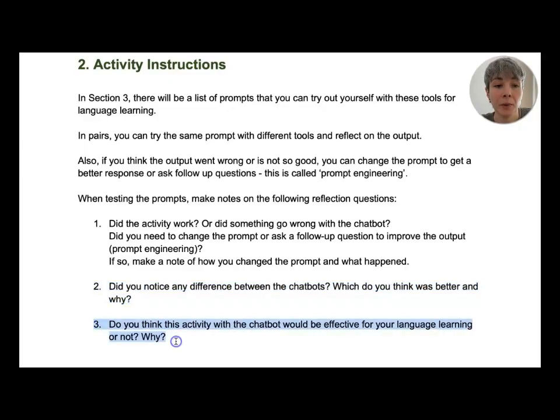And finally, students can think about whether this activity would actually help them to do language learning at home. So did the vocabulary quiz actually help them? Was it too difficult? Was it too easy? And things like that they can think about. And that will help them to make decisions on ways that they can use generative AI to practice things based on their needs.